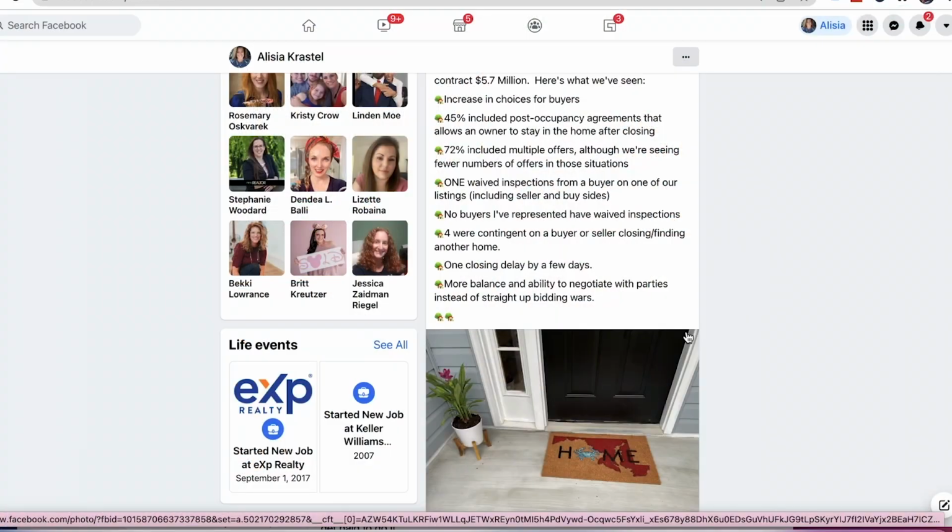Another one that could be pulled right out of this piece, and you can use any of these ideas for yourself, is about the contingent offers.